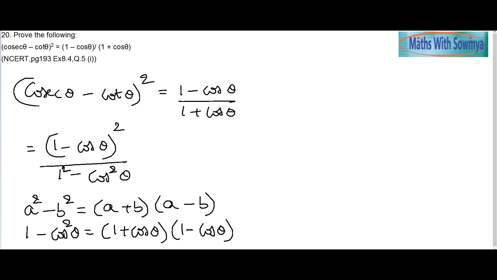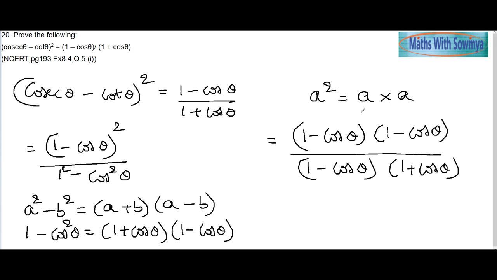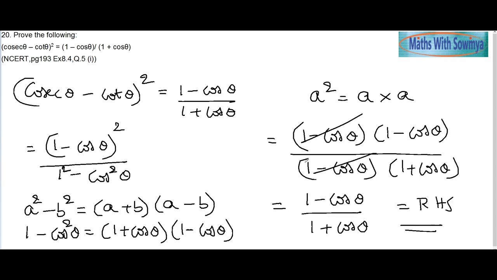So whenever something is square, suppose a square, we write it as a into a. Similarly, (1 minus cos theta) whole square can be written as (1 minus cos theta) into (1 minus cos theta), multiplying the same thing. Now we change this. This is (1 minus cos theta) into (1 plus cos theta). 1 minus cos theta, 1 minus cos theta, you cancel. What is left out? (1 minus cos theta) by (1 plus cos theta), which is nothing but your RHS. So this is how we will prove the sum.